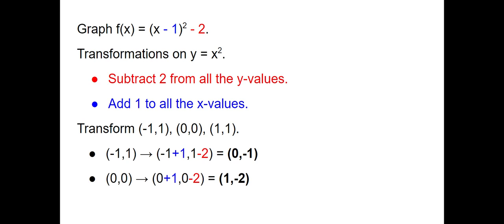Here's the vertex. I'll add 1 to the x value, subtract 2 from the y value, and here's my new transform vertex. And then lastly, the point to the right, I have 1, 1. I'll add 1 for the x. I'll subtract 2 from all the y's, and this is my new transform point. So these 3 points will be the new transform graph.